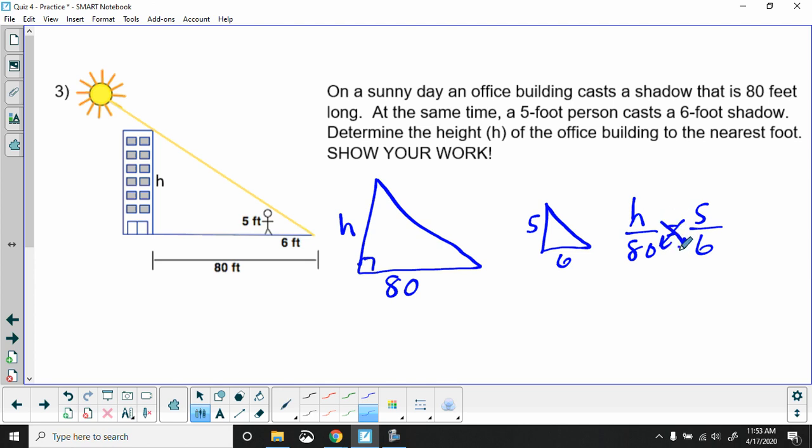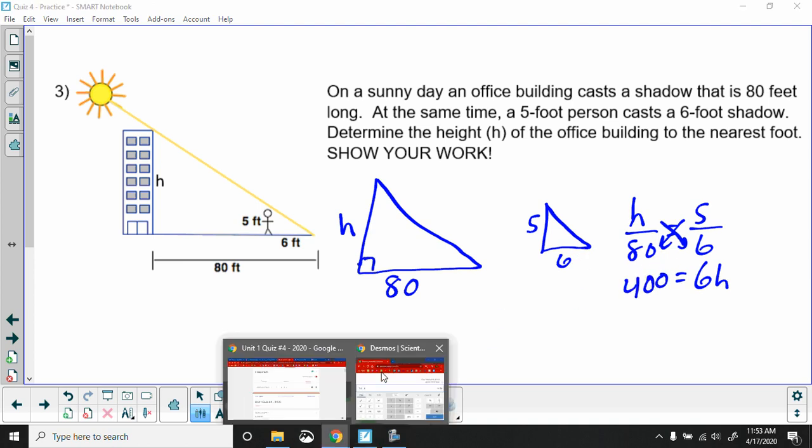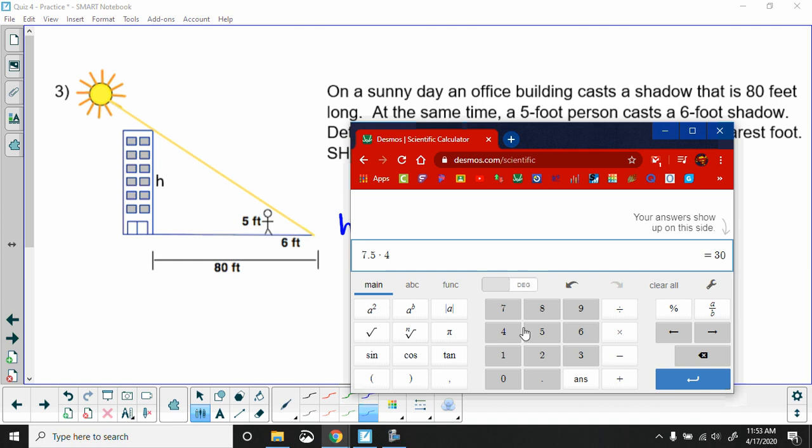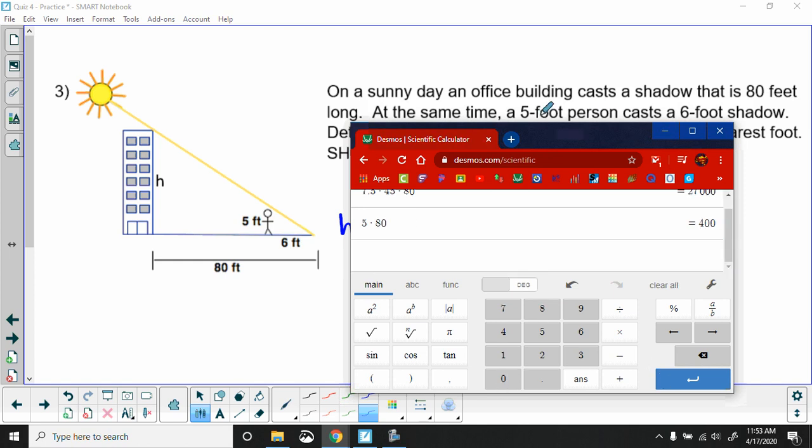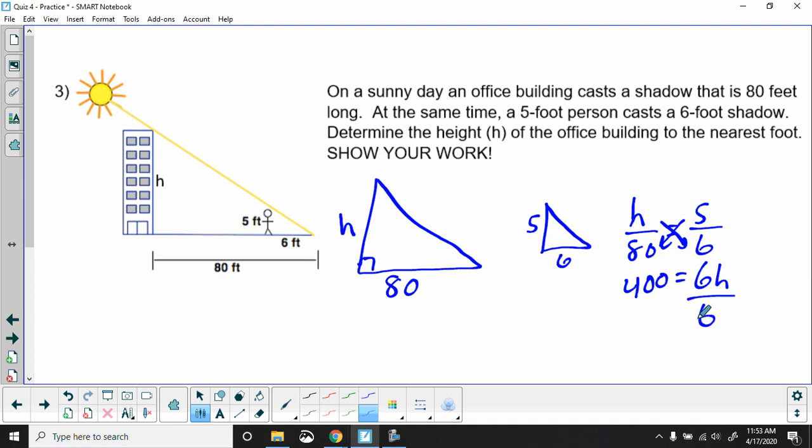5 times 80, pretty sure that's 400. But when in doubt, grab your calculator. 5 times 80. 400, like I said. Divide by 6. They want it to the nearest foot, so let's not forget that.